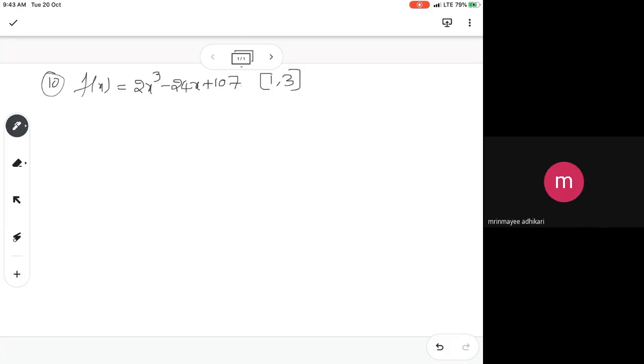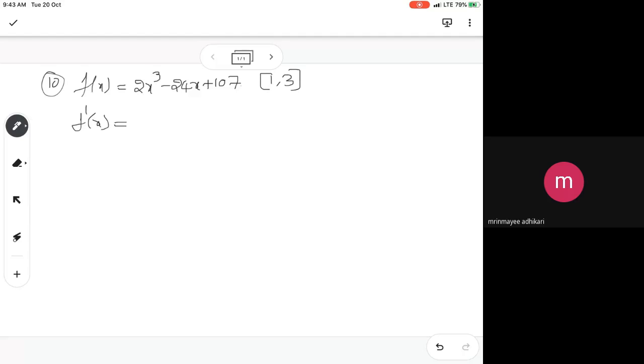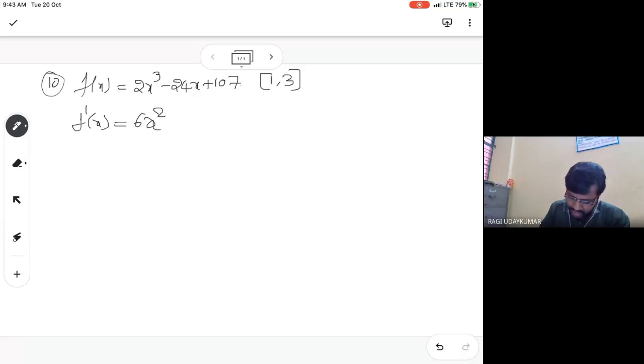So first, we have to find out the derivative of the given function, that is f dash of x. So f dash of x is equal to, what do you get? Tell me. 6x square minus 24. So you have to take the 6 common here. Then you are going to get x square minus 4. So next, to find out the critical points, what you have to do? You have to make f dash of x equal to 0.